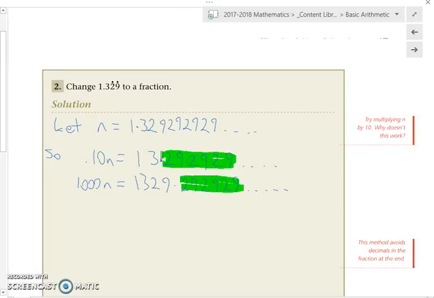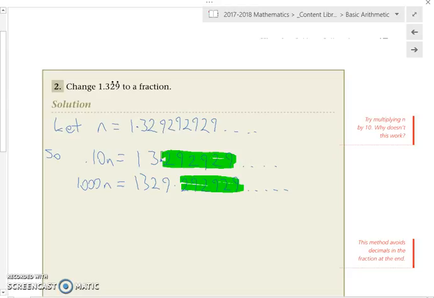So what we've done, the whole reason we're multiplying it by 10 or by 100 or by 1,000 or by 1,000,000, is we want everything on the right-hand side of the decimal point to be the same. We're going to do 1,000n minus 10n.